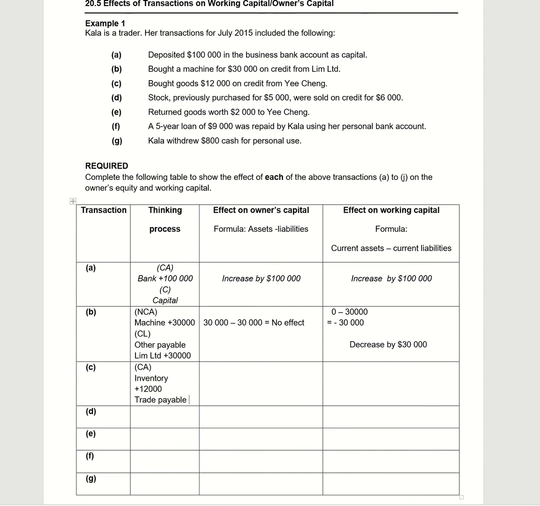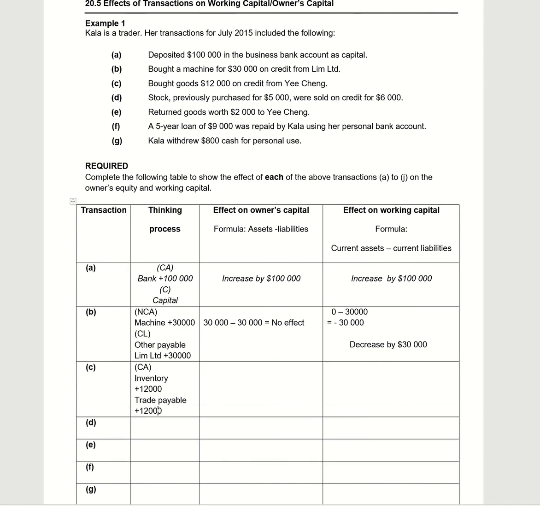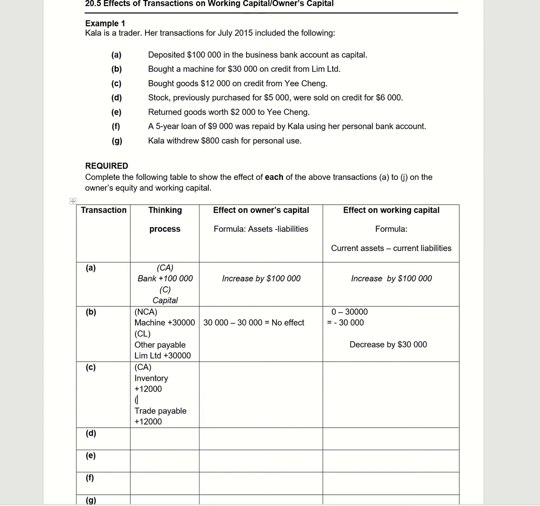Do we owe Yi Ching more or less money? If you buy on credit, you buy goods from them, you take the goods back, but you have not made payment yet. So you will owe Yi Ching $12,000. So trade payable is actually a type of current liability.